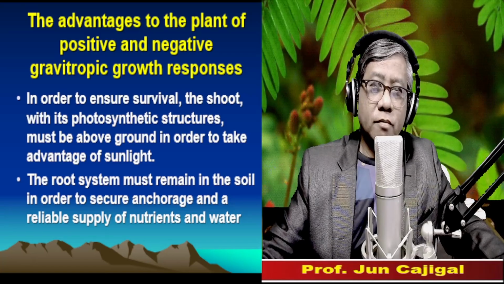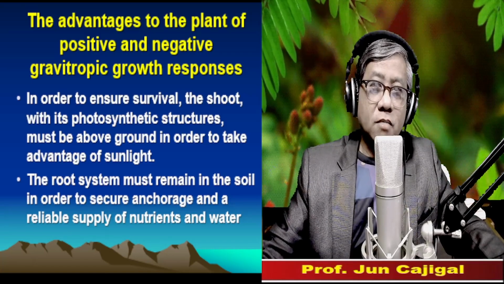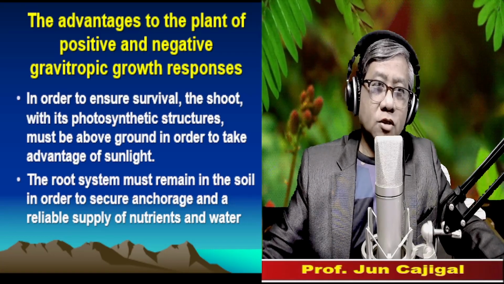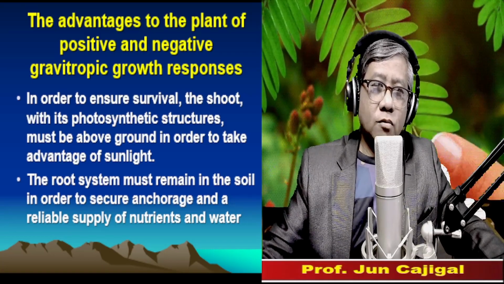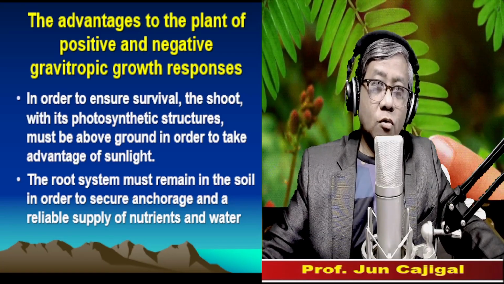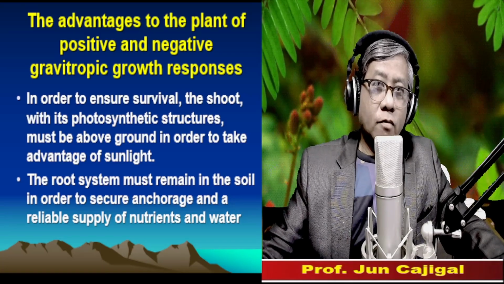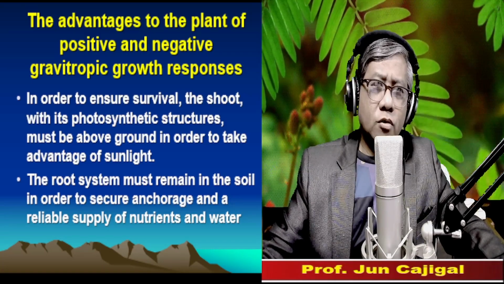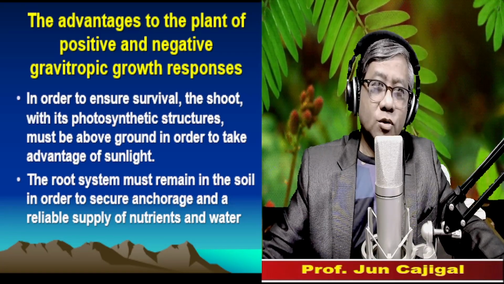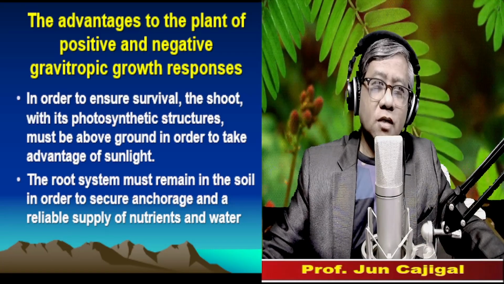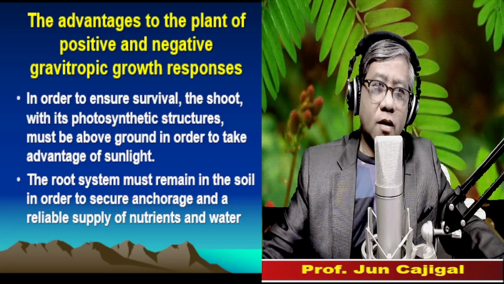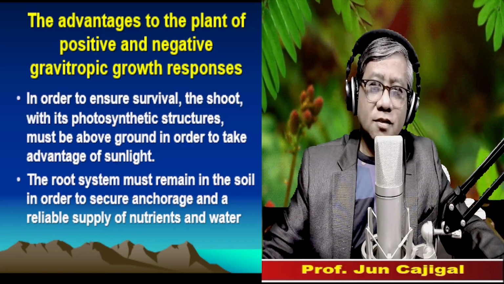nutrients and water. So that is for positive gravitropism, while in negative gravitropism, the shoot with its photosynthetic structures must be above ground. So the shoot always grows away from the pull of gravity in order to take advantage of sunlight above ground. So those are the advantages to the plant of positive and negative gravitropic growth responses.